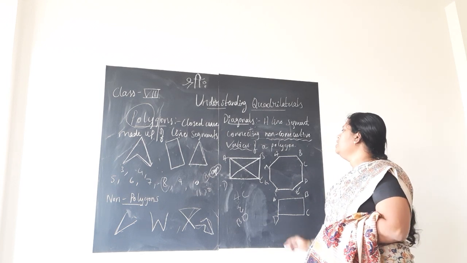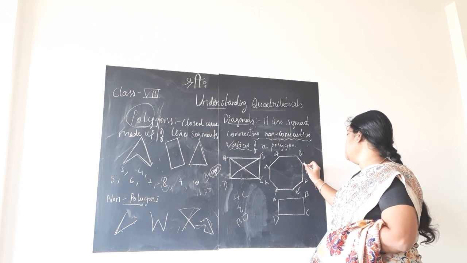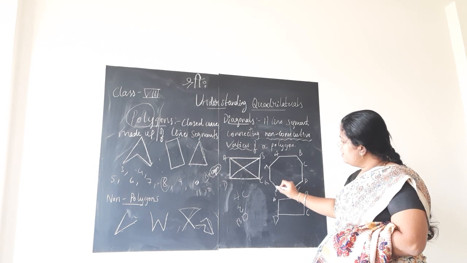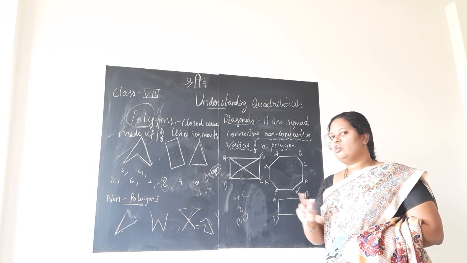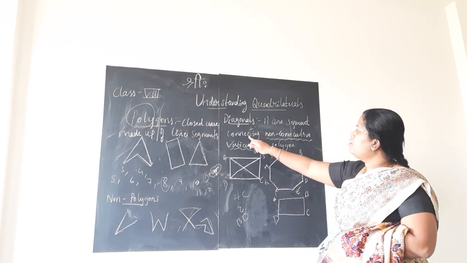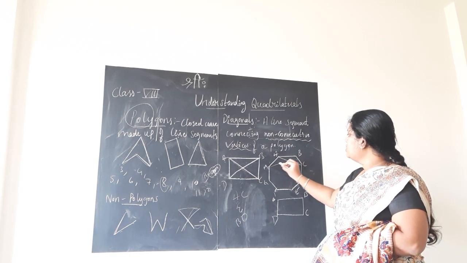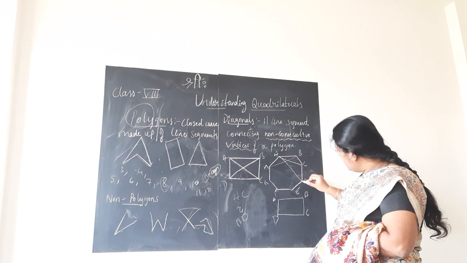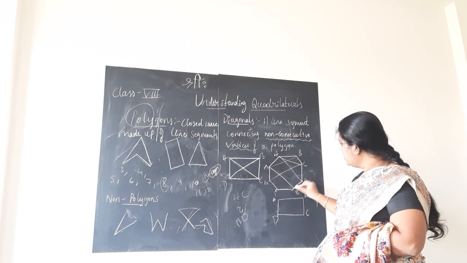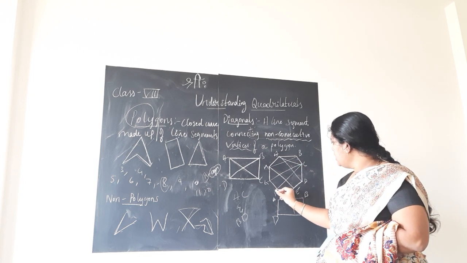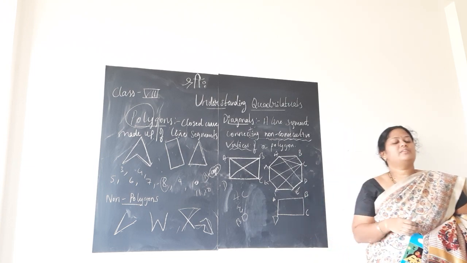In an octagon, if you want to draw the diagonals, children, how would you draw? AB, BC, CD, DE, EF, FG, GH, HA are the consecutive sides. So, you cannot join them. But you should connect the non-consecutive vertices. I can join AC, I can join BH, I can join AD, I can join CD, I can join HE, I can join CF. Like this, see, many diagonals I can draw in an octagon.